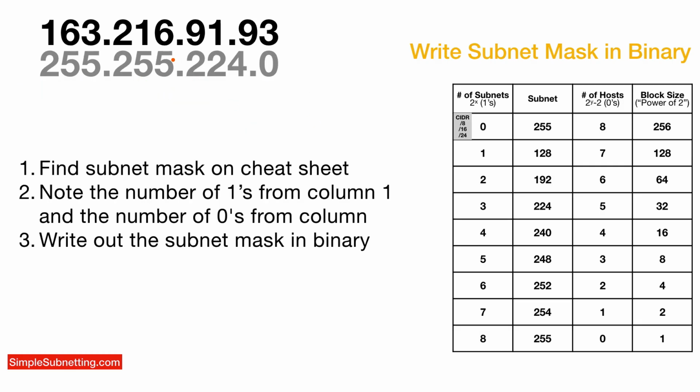For this example, we will write the subnet mask in binary. You find the subnet mask on the chart. So 224, that's 3 ones and 5 zeros. So that's all you write. 3 ones, 1, 2, 3, 5 zeros, 1, 2, 3, 4, 5. Don't you forget about this one. That's 8 zeros, 1, 2, 3, 4, 5, 6, 7, 8.